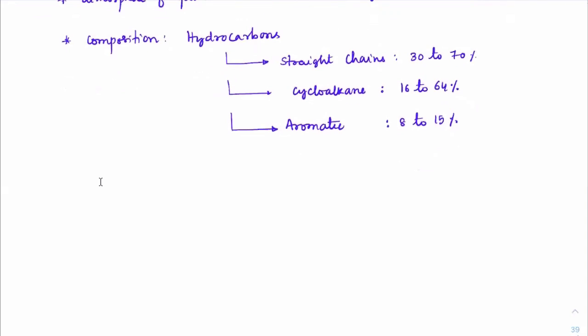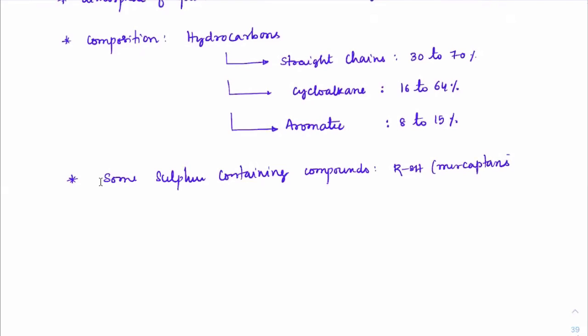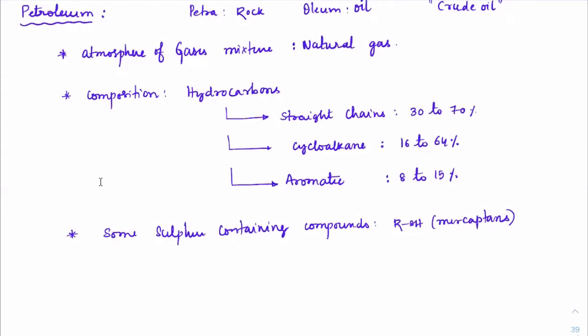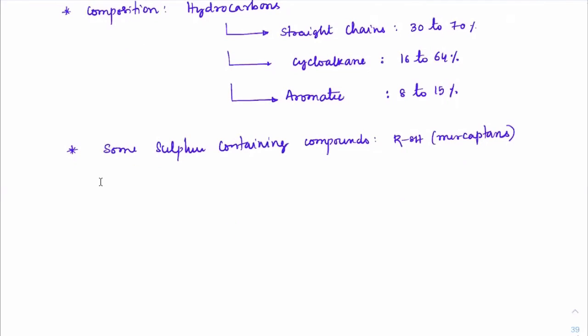Now, there would be some amount of sulfur containing compounds in it. Correct. So some sulfur containing compounds, mainly mercaptans. These are called RSH, which are mercaptans. This is the form most of this will have. Okay, students, I hope you got an idea about what is petroleum, right? What is their composition?